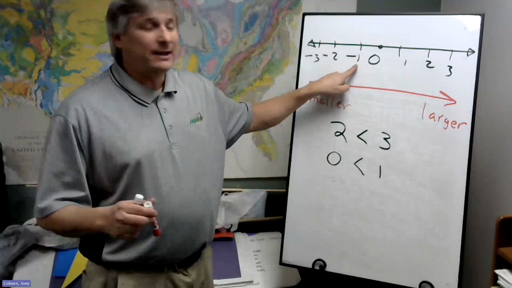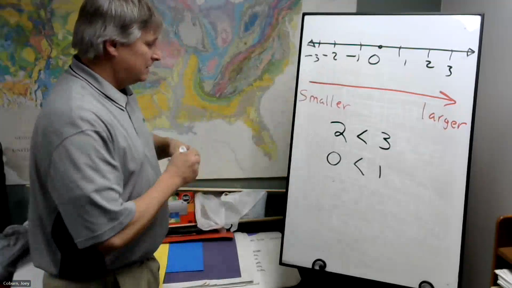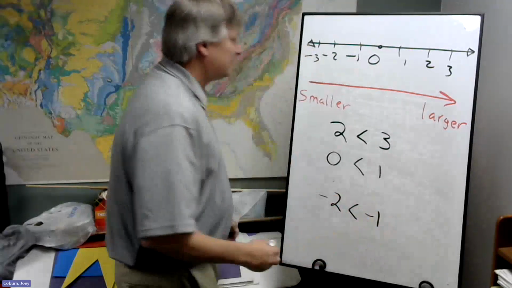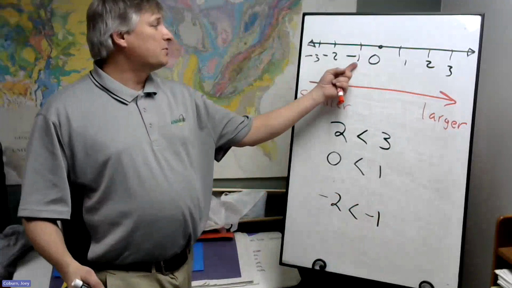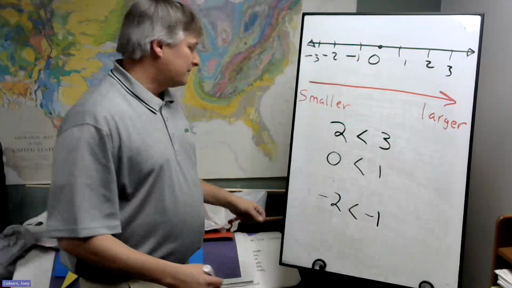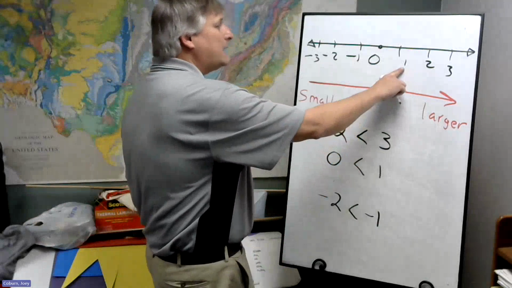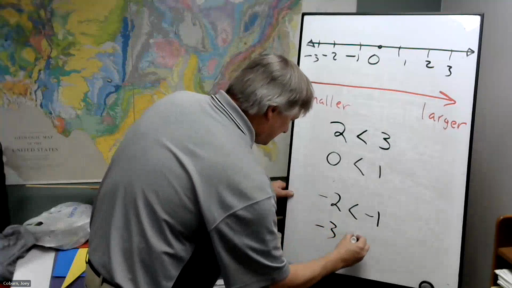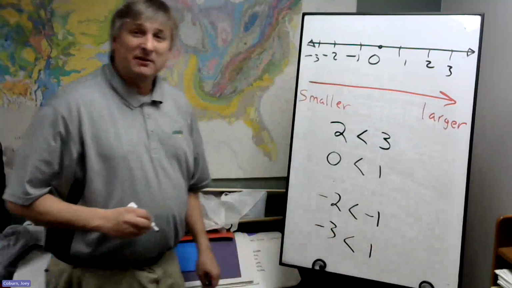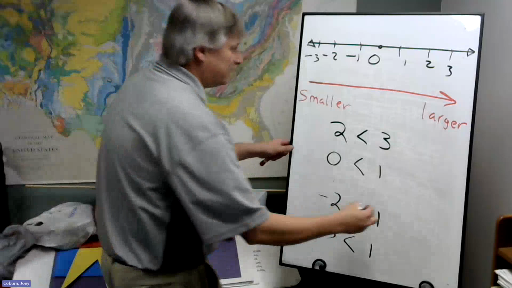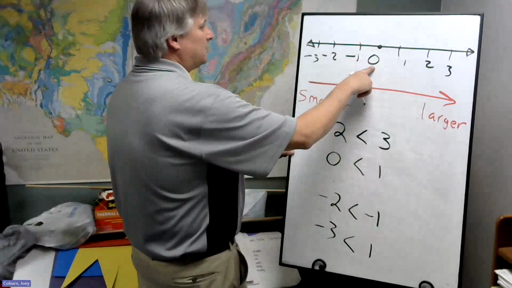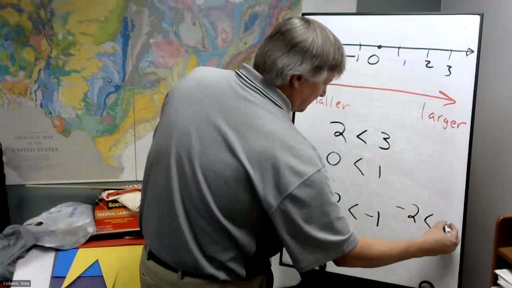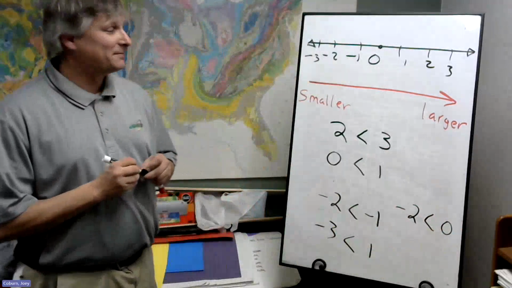-1 is to the right of -2. So that means we're going to get this simply because -1 is to the right. Or because 1 is way to the right compared to -3, we're going to get something like that. Or 0 is to the right of -2, we'll get something like that.